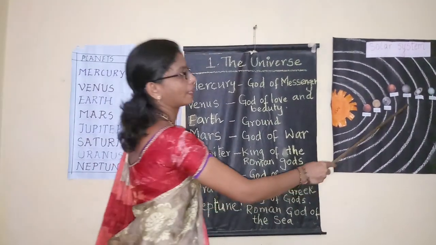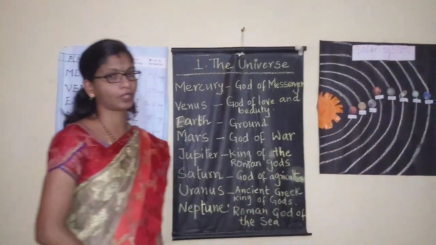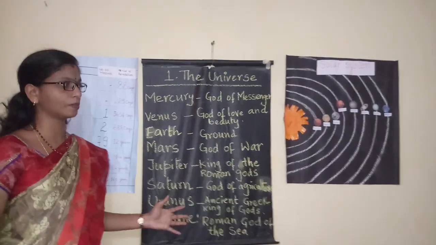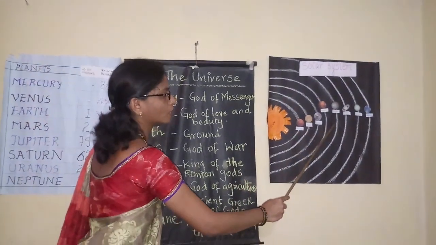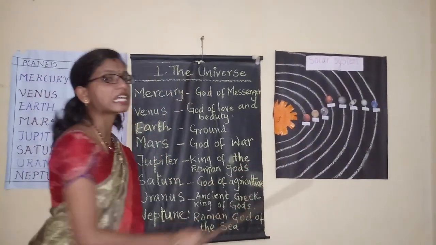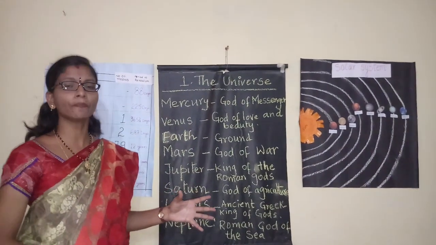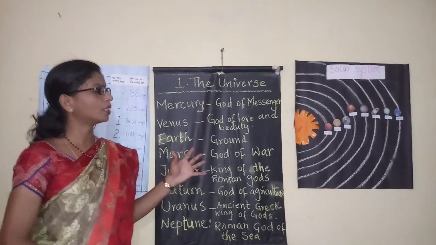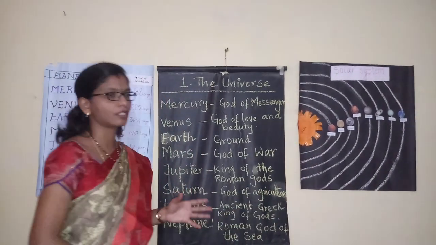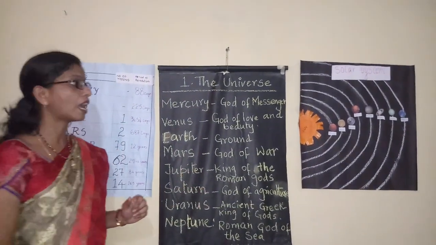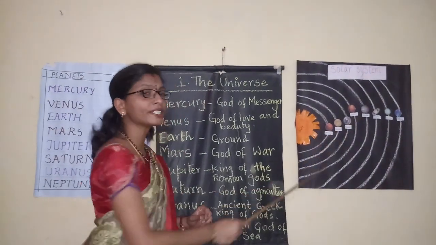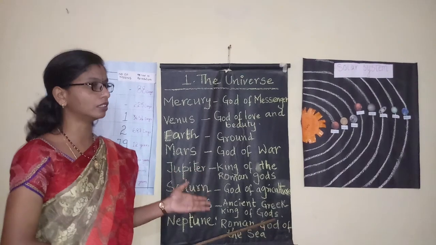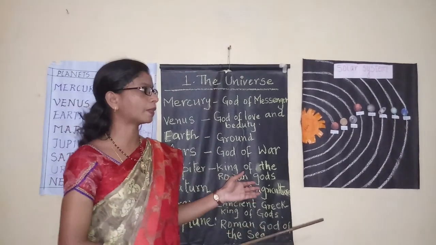The fifth planet is Jupiter. Jupiter is the largest planet in the solar system. It is a giant ball of gases, and Jupiter's diameter is 11 times bigger than the Earth.